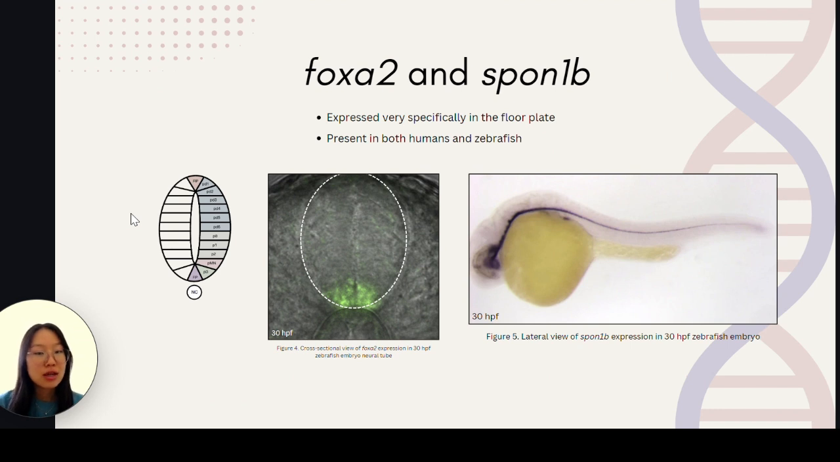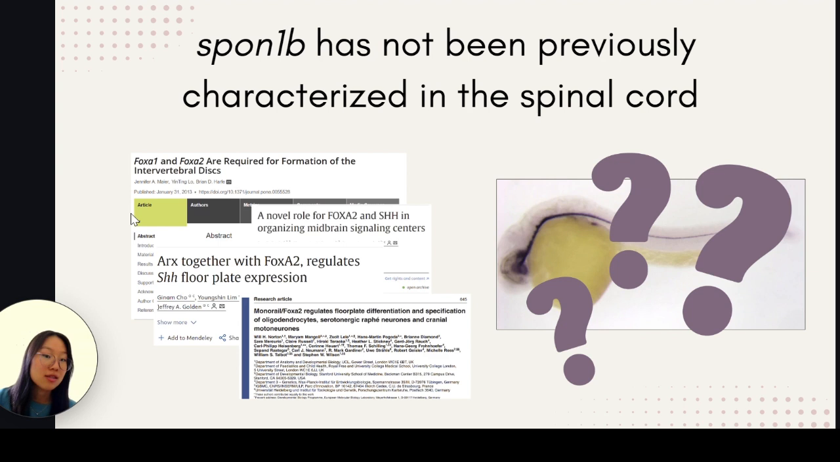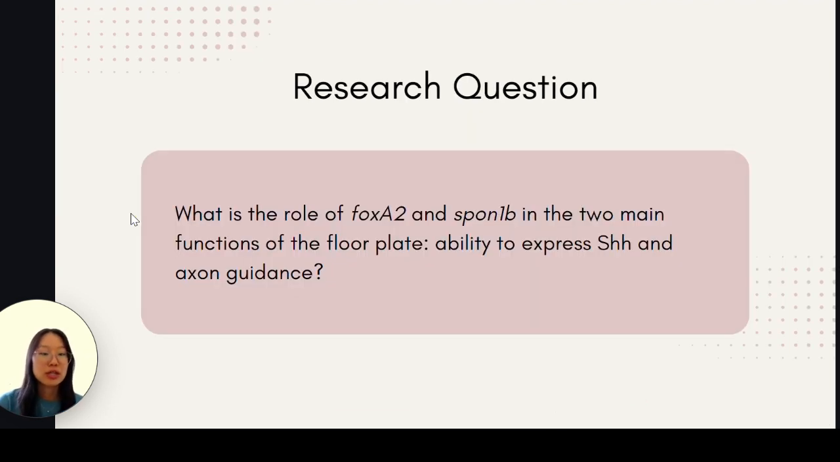The two genes that I decided to investigate, I looked at because they're expressed very specifically in the floor plate and nowhere else in the neural tube, and they are present in both humans and zebrafish. While foxA2 has been characterized in the spinal cord before, the role of spondin is largely unknown in the floor plate and it has not been previously investigated. So my research question is, what is the role of these two genes in the two main functions of the floor plate, which is the ability to express sonic hedgehog as well as the ability to guide axons?